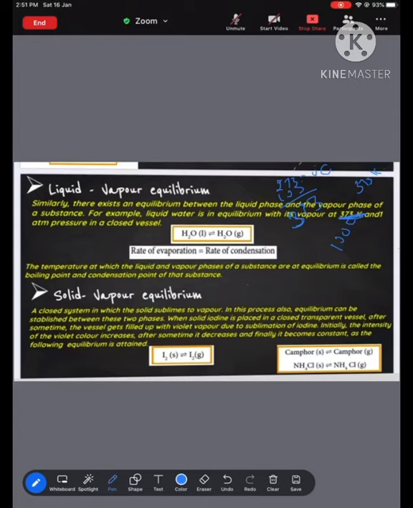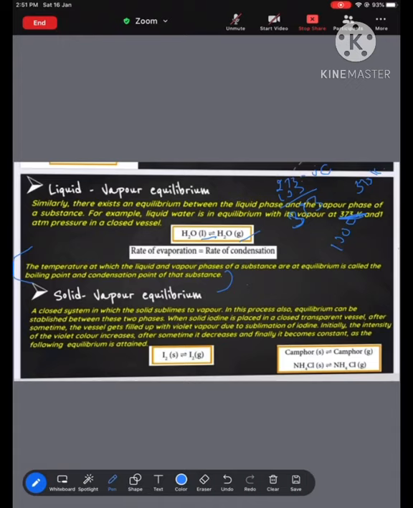Then what happens? There is going to be an equilibrium existing between water which is in the liquid state and the water which is in the gas phase. So the rate of vaporization is equal to the rate of condensation. The temperature at which the liquid and the vapor phase of the substance are at equilibrium is called the boiling point and the condensation point of that substance.